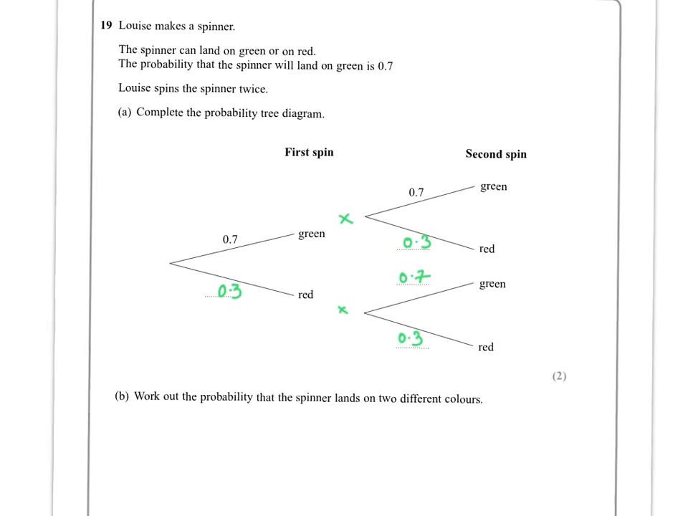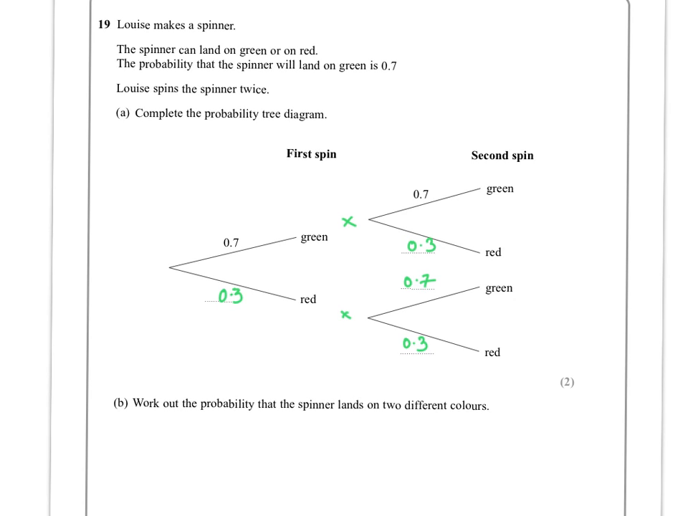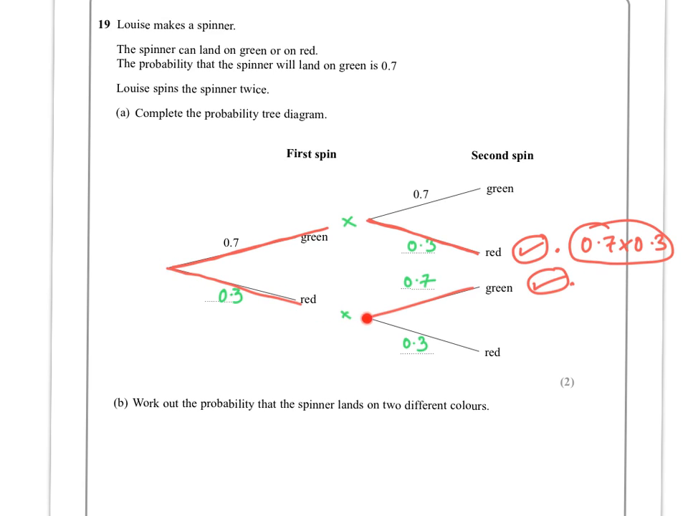And then we want to work out the probability that the spinner lands on two different colours. So the way I do it is I look at a journey, so it can be green, then red, or it can be red and green. So these are the leaves on the probability tree that I want to pick. How do I get to this end point here? Well, for this journey, I go 0.7 times 0.3. And for this journey here, I've got 0.3 times 0.7.